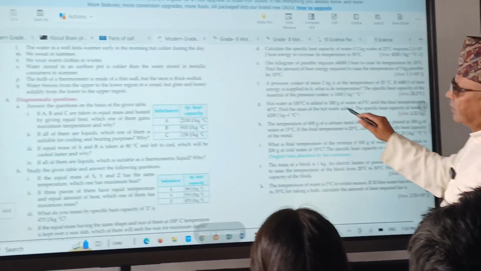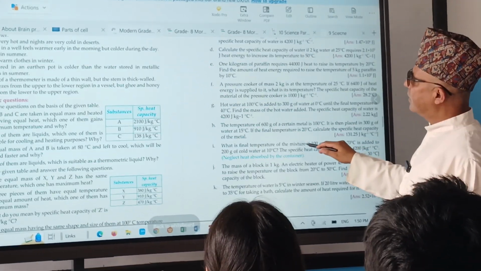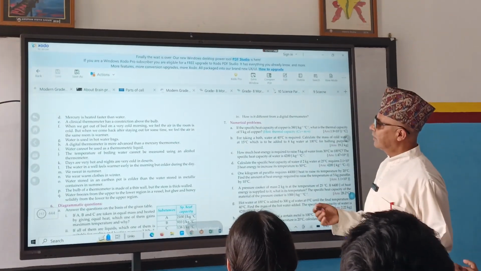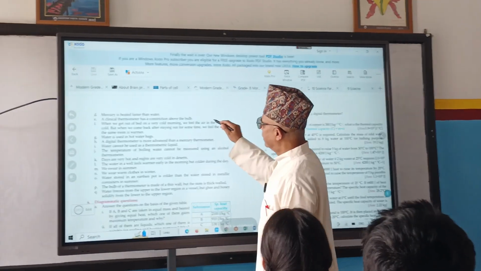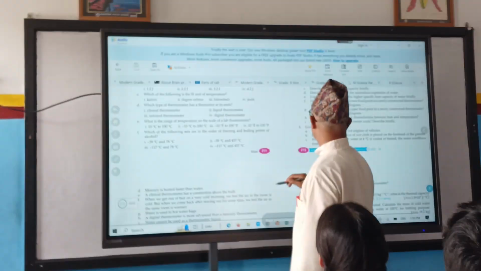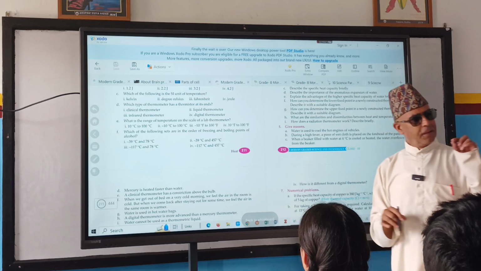I think these diagrammatic questions are already done. What is left? Give reasons. Okay, today we'll discuss give reasons. Other questions you do yourself, right?